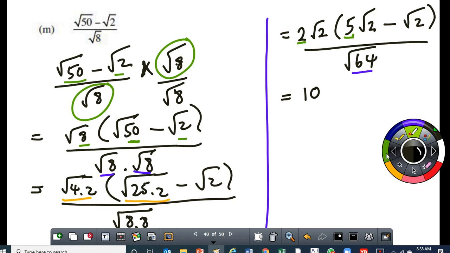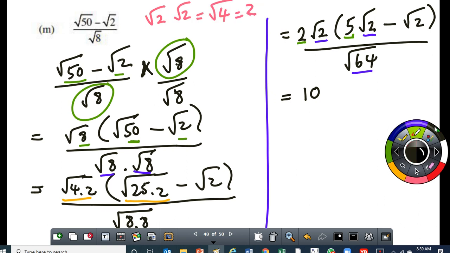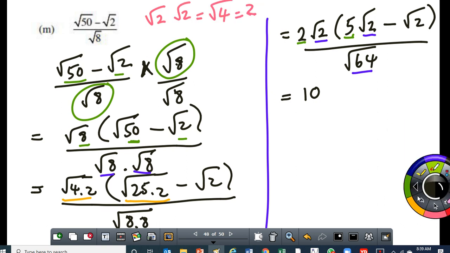Then, square root of 2 times square root of 2 will give me a 2. Because square root of 2 times square root of 2 is the same as square root of 4. So what I'm talking about is like this: square root of 2 times square root of 2 will give you square root of 4, which is equal to 2. That's what I'm talking about. Right? So I'll end up having a 2.